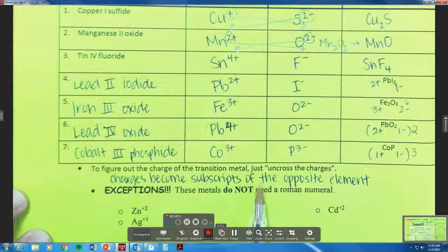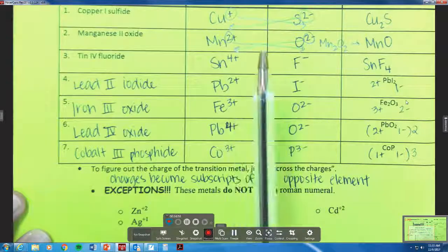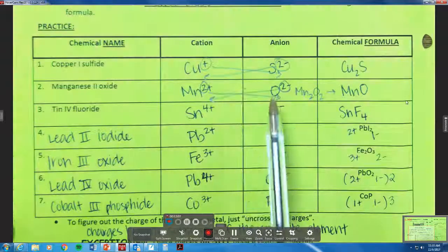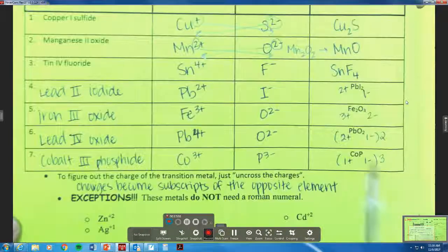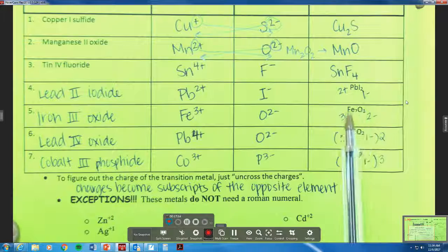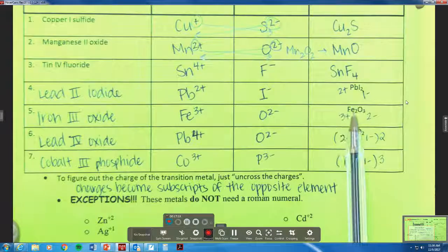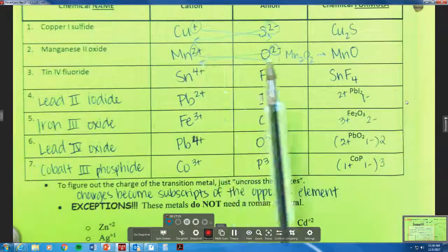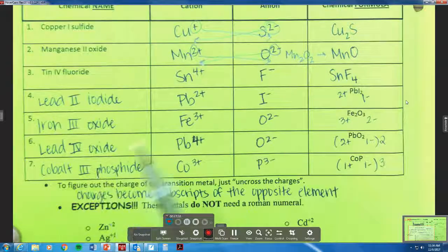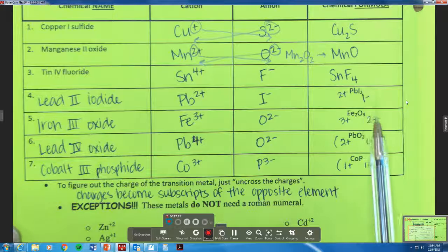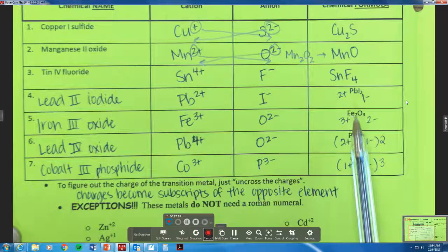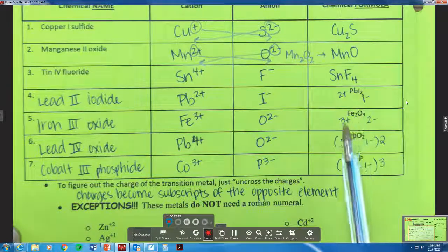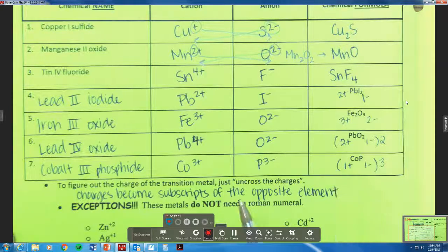So charges become the subscripts of the opposite element if you're trying to find your formula. But if you're trying to figure out the name, your subscripts are going to become the charges for the opposite element. Like iron, the subscript is 2, so it's going to be oxygen's charge. And then oxygen's subscript, which is a 3, is going to become the charge for iron. So it's just crisscross and uncross.